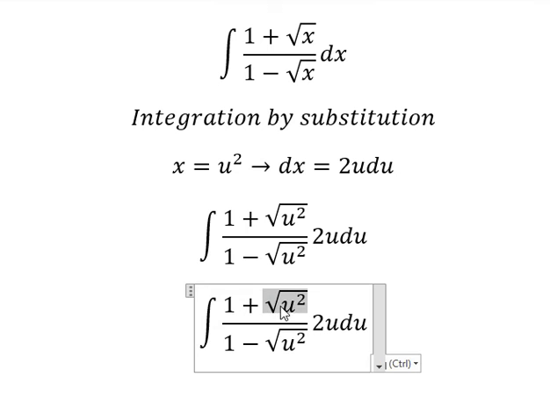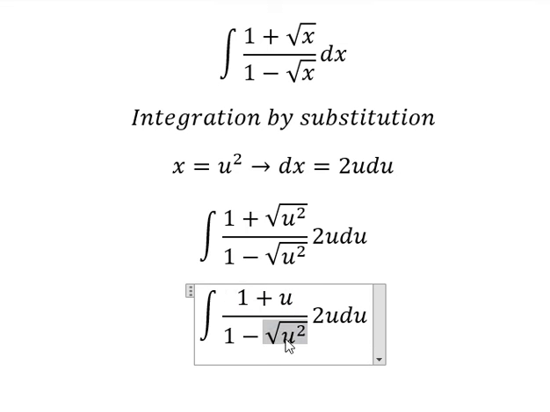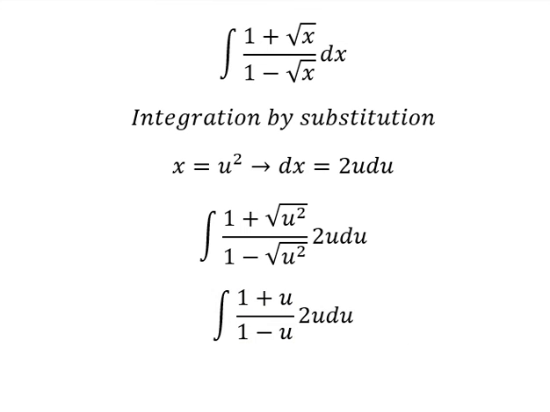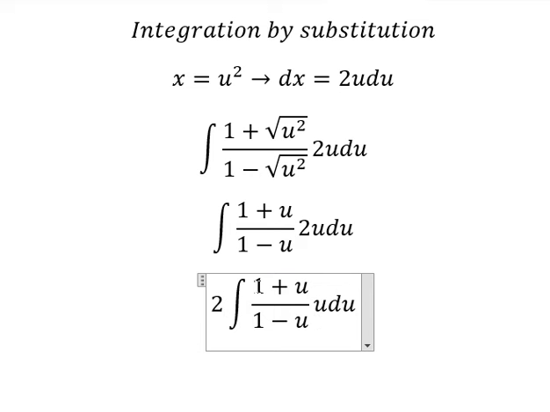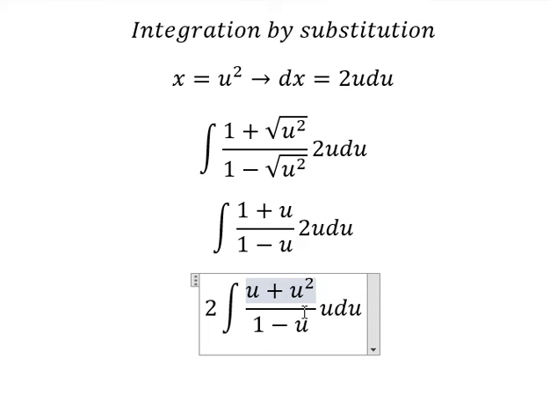So this one we have u, this one we have u. Number 2 I will put in here. U will go to number 1, and u squared in here.